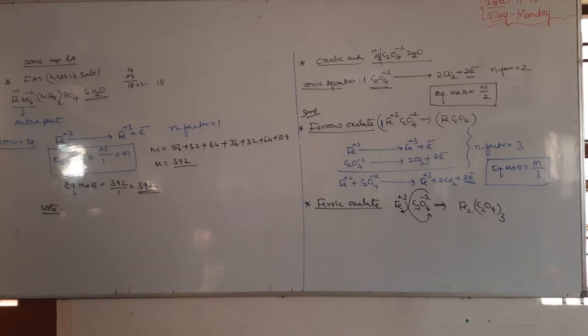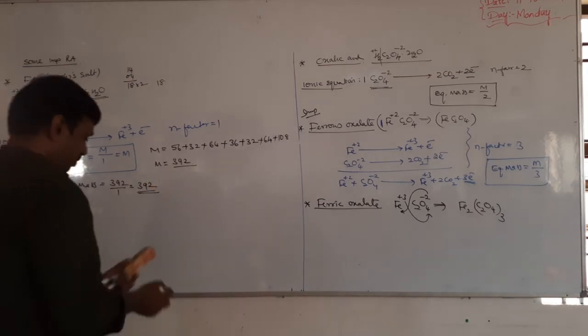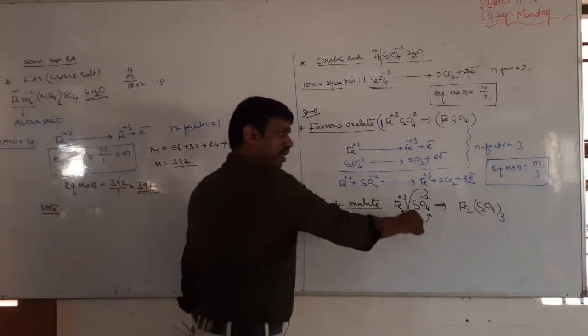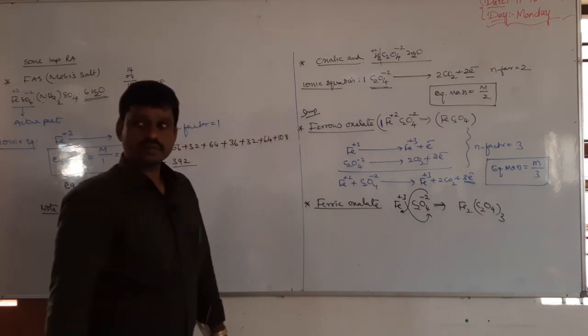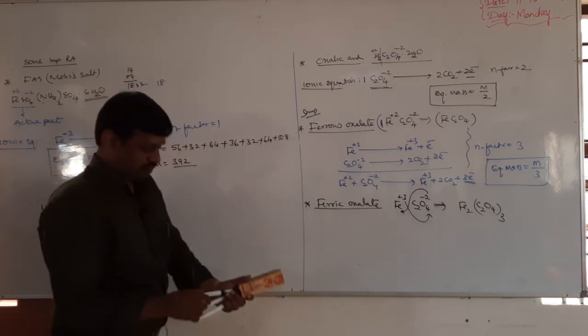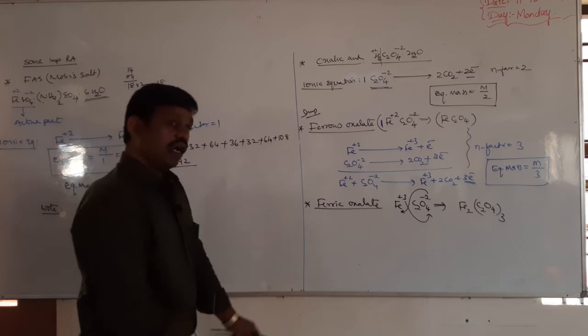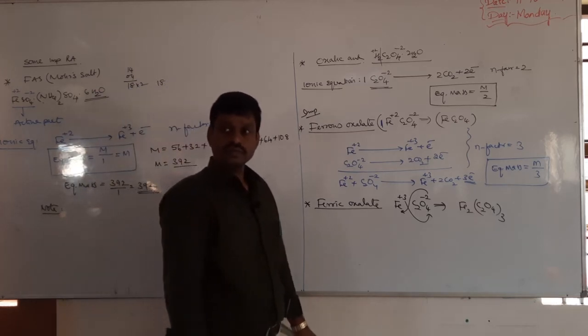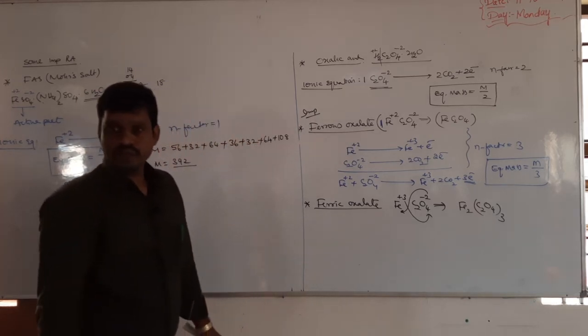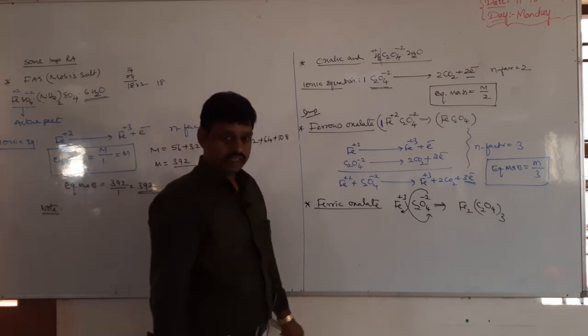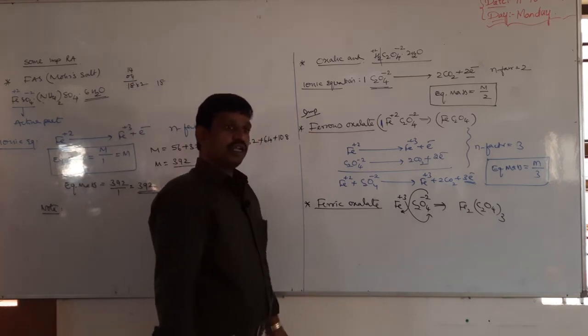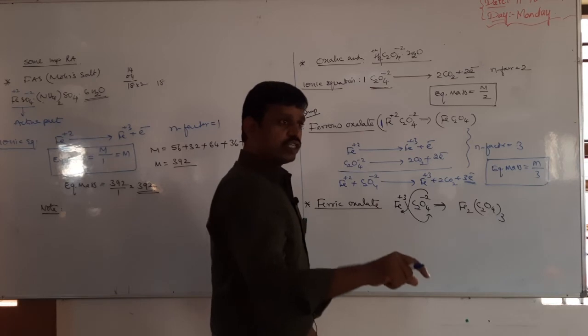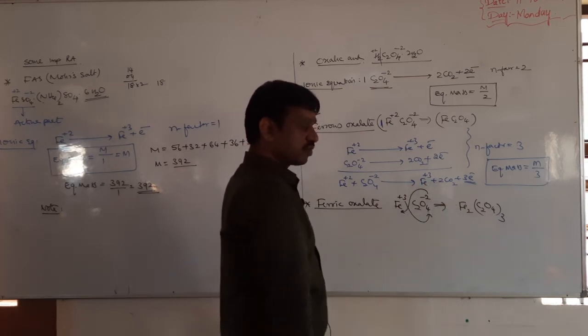Next, in ferric oxalate, what are the active parts of the ions? Which are the active parts? Either ferric or oxalate, or both. In ferric oxalate, whether ferric is a reducing agent, or oxalate, or both.